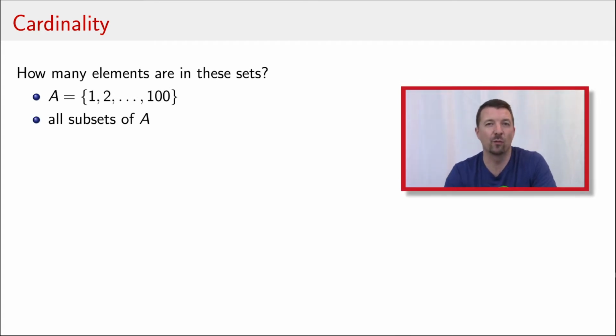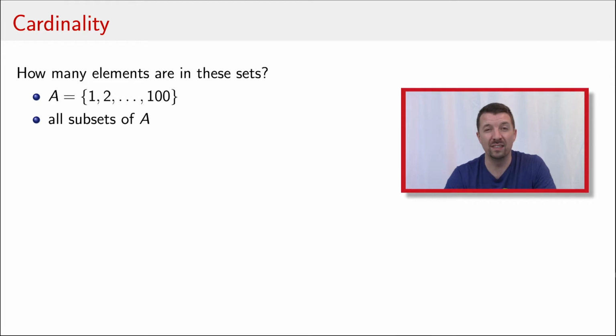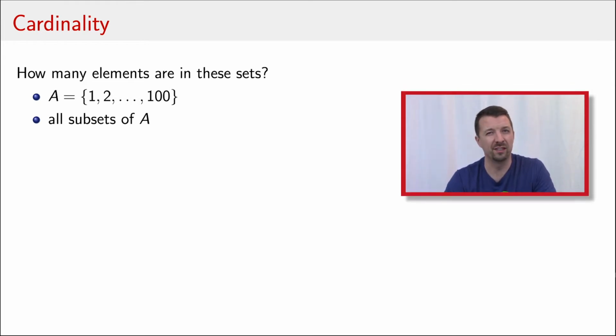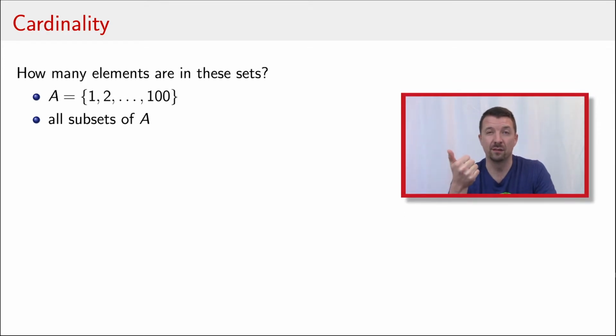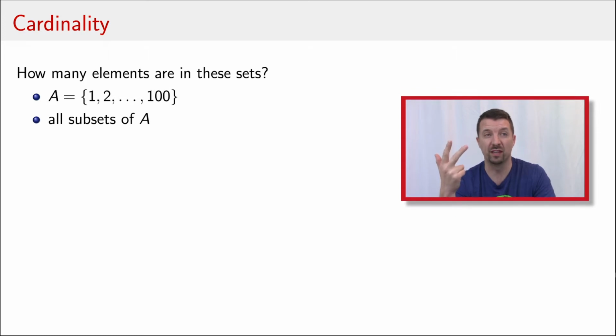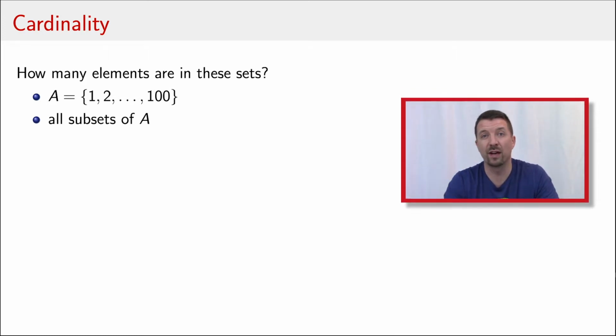But now it gets a little trickier. What if we think about all of the subsets of A? So if you start thinking about what a subset is, you can think, well, there's the empty set, and then there's the singleton set, so the set that has just the number 1, just the number 2, and there's 100 of those. So right away we're at 101.